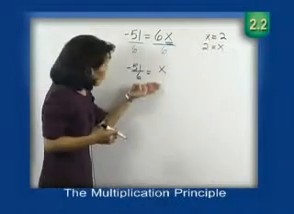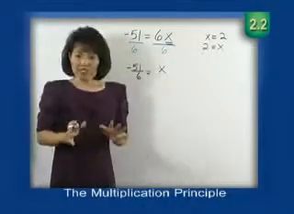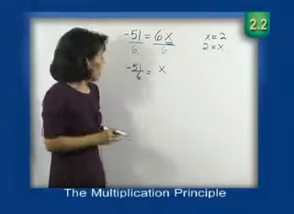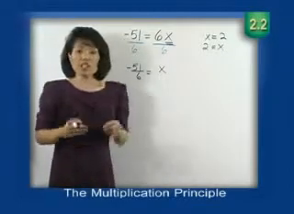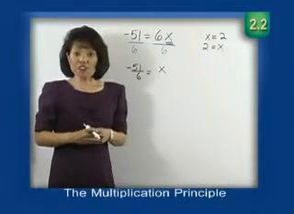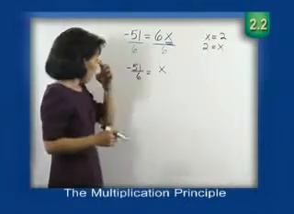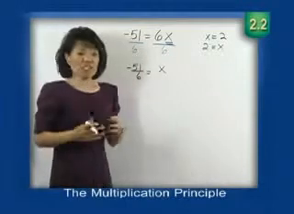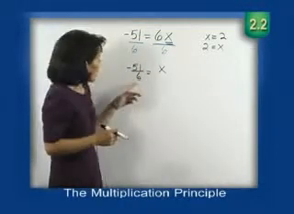Now, don't be too hasty. Don't say, okay, x is equal to negative 51 over 6, because we want to make sure that all of our solutions are in simplified form. So look carefully at this fraction. Now, this may be one that you're not too familiar with, so let's study it carefully.